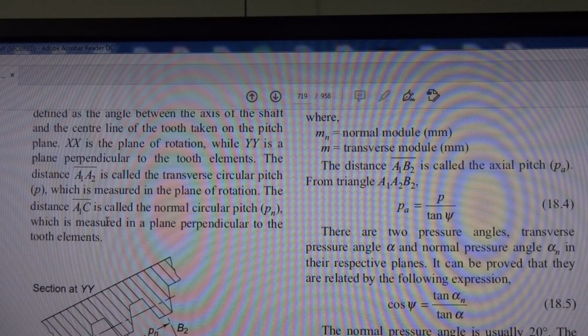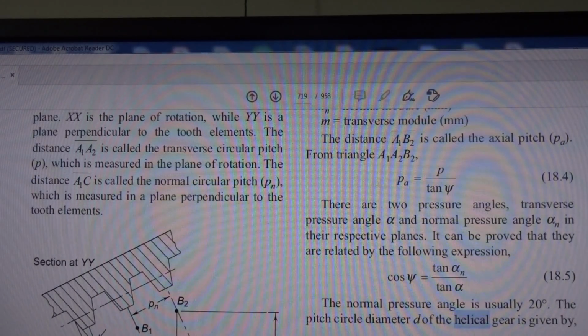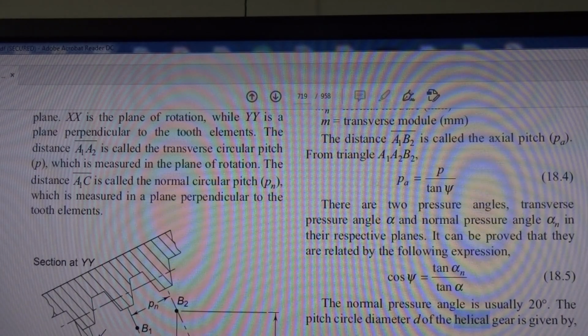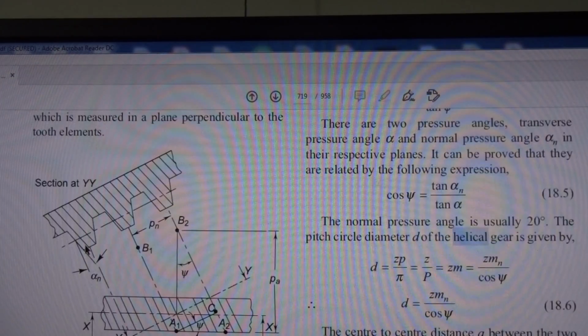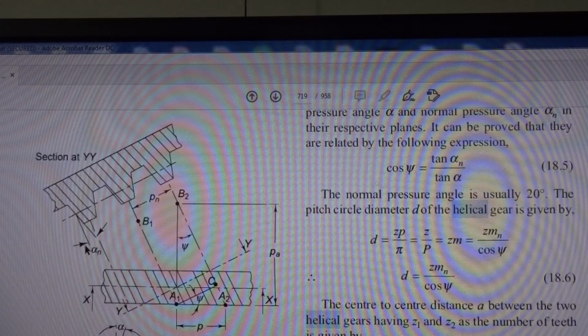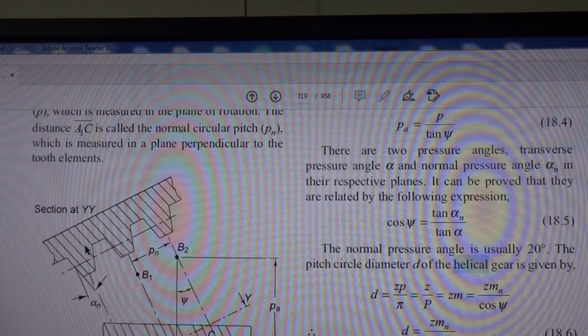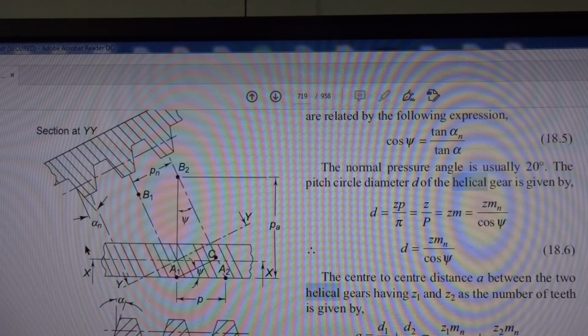The distance A1C is called the normal pitch. It is considered normal on the teeth, and it is denoted by the normal circular pitch Pn, which is measured in the plane perpendicular to the tooth element. So now you have an idea about the normal and transverse circular pitch.